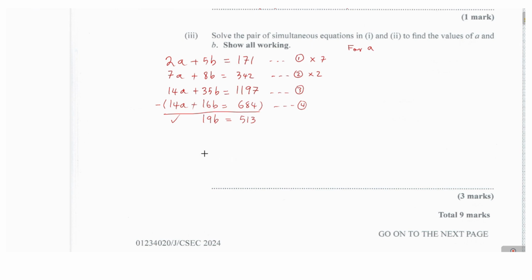Okay, so what we're going to do now is to divide both sides by 19. So B equals 27. So we're going to substitute this value in line 1. From line 1 we have 2A plus 5B, 5 times 27, and that equals 171. So we have 2A plus 135 equals 171. So 2A equals 36.